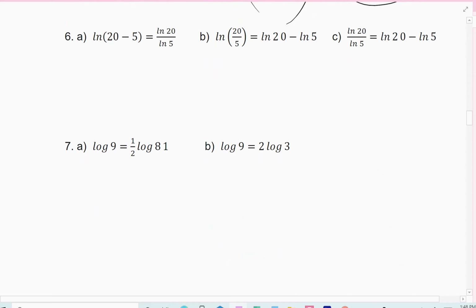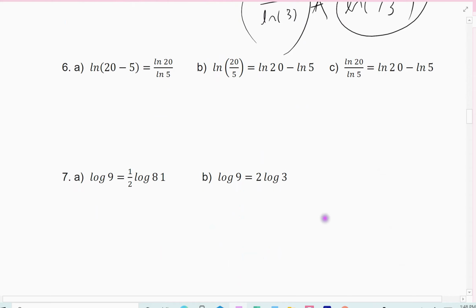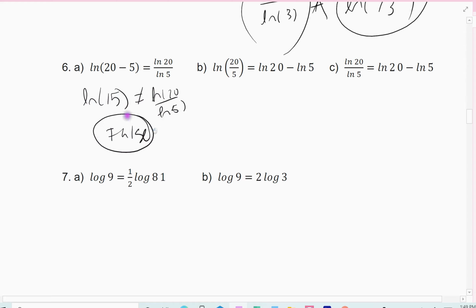Same things about the next one. Next one's also common mistakes. The natural log of 20 minus 5 is the same as the natural log of 20 divided by the natural log of 5? No, that's false. The natural log of 20 minus 5 is the natural log of 15, which does not equal the natural log of 20 over the natural log of 5. If you type those in, you'll get two very different answers. The second statement, however, is true. If I take the natural log of 20 divided by 5, it's the same as the natural log of 20 minus the natural log of 5, and so that's the true case. That's my rule.